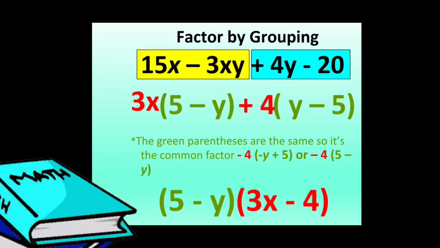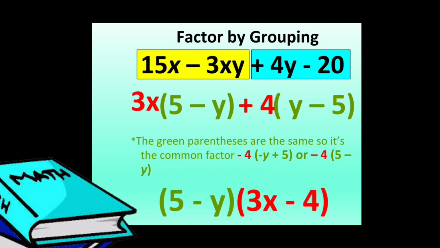For our third example, 15x minus 3xy plus 4y minus 20, let's group the terms into two groups. Then we need to factor out GCF from each group. So our GCF for the first group is 3x, and if we divide the terms by the GCF, we get 5 minus y. The same with the second group. Our GCF is 4. We need to divide the terms by 4 and we get y minus 5.